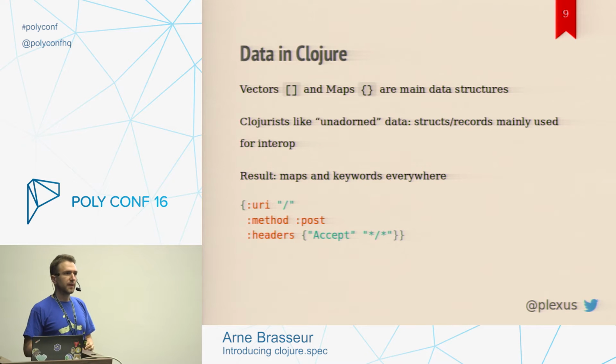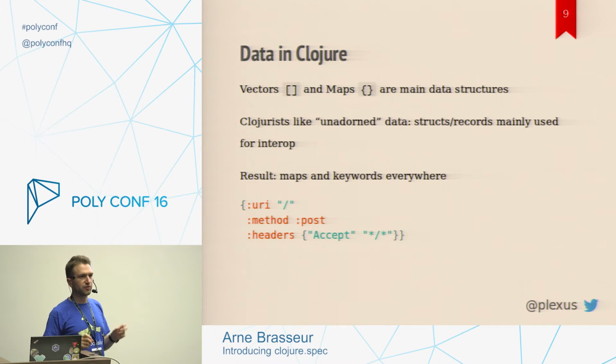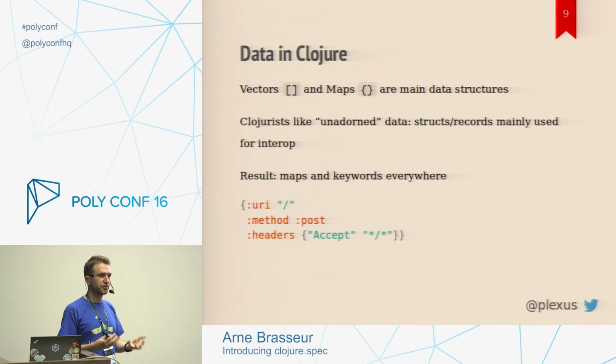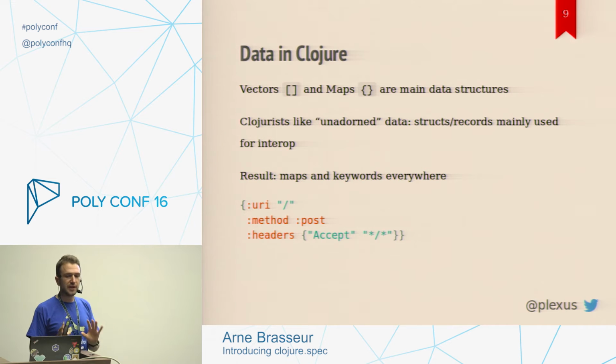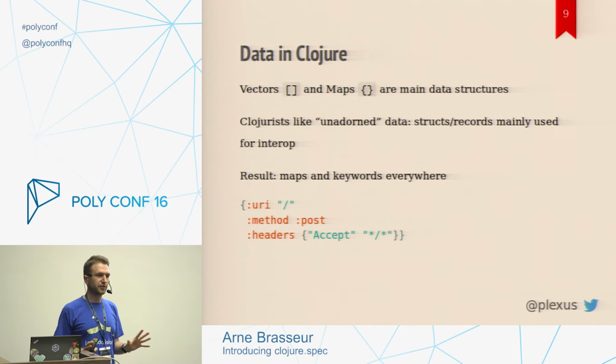You can use things like classes and types and records, so kind of like structs. But unless you really need to, for instance for Java interop or stuff like that, people don't usually do that. So a lot of it is really just that. 90% of the data flowing through your programs are just vectors and maps. And so the result is that these maps are everywhere.